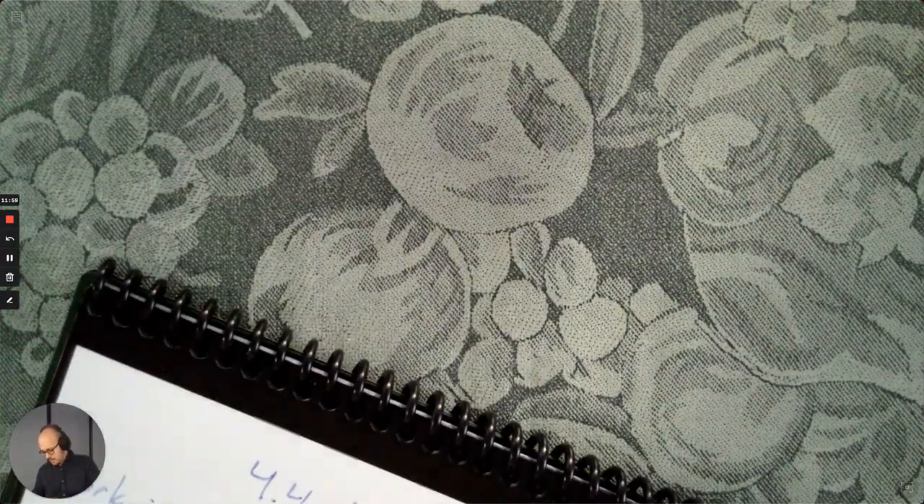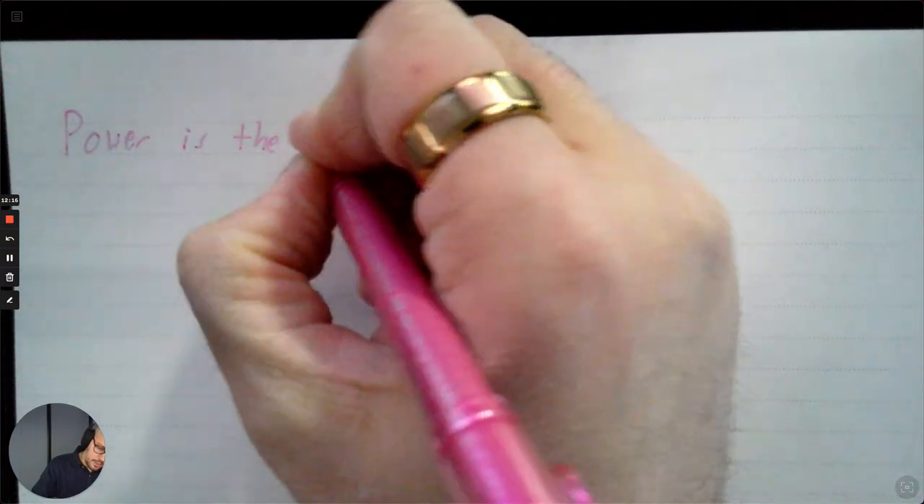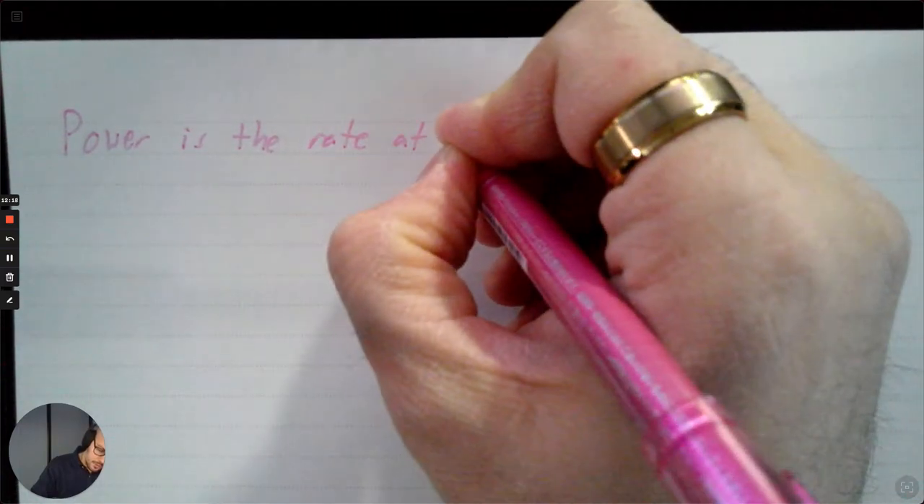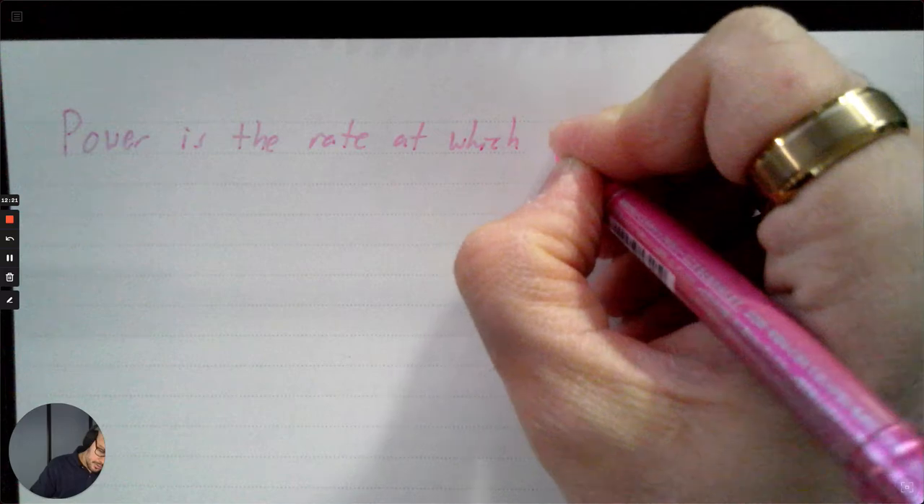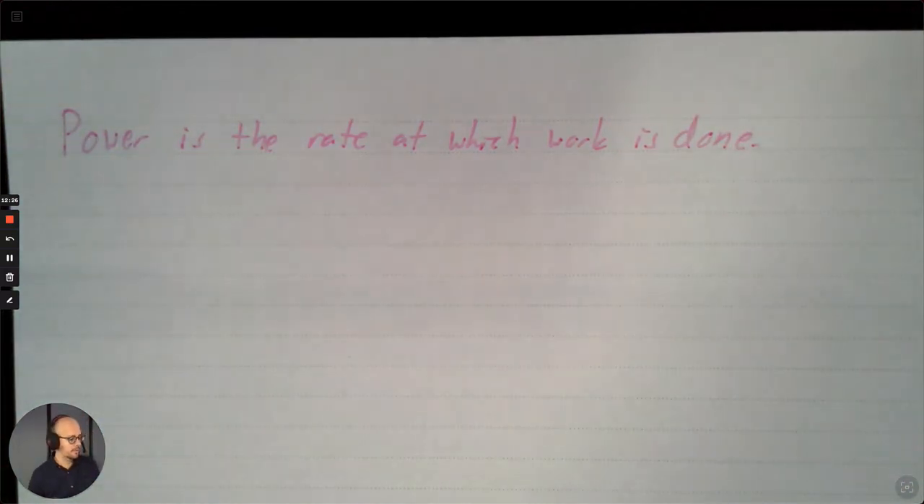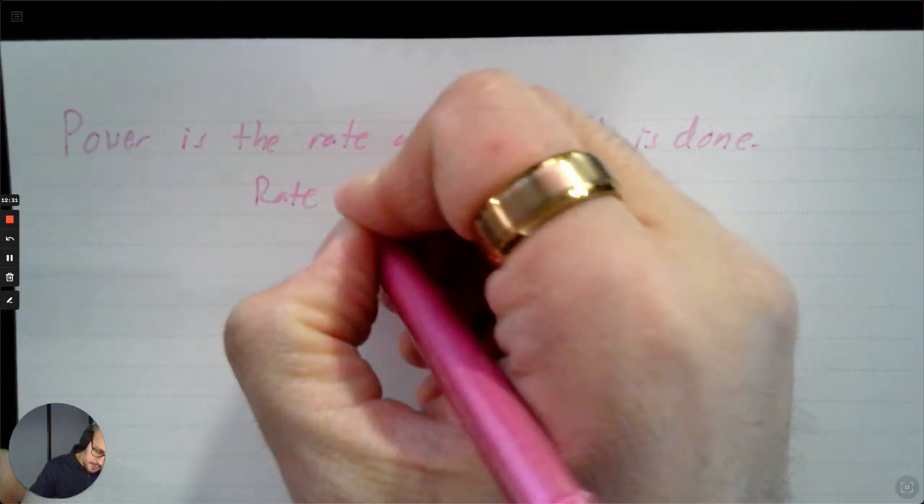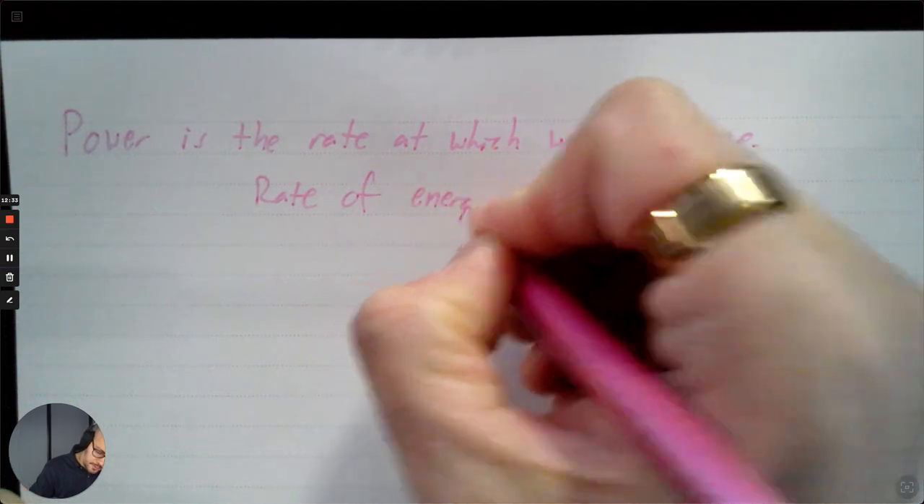And then the last thing is power. Power is the only situation in this unit where we introduce time. Power is the rate at which work is done. Its alternative definition is the rate of energy transfer.